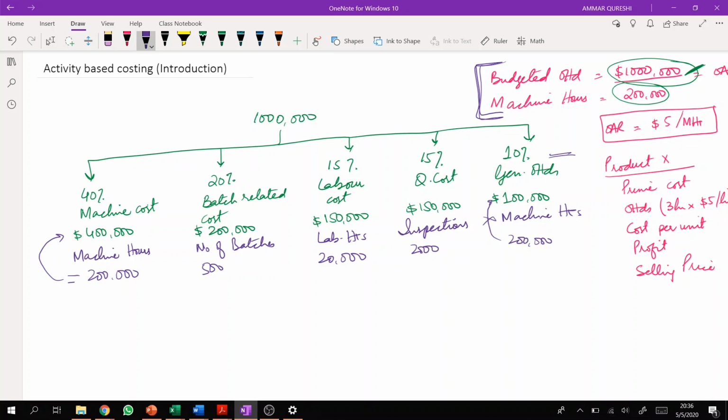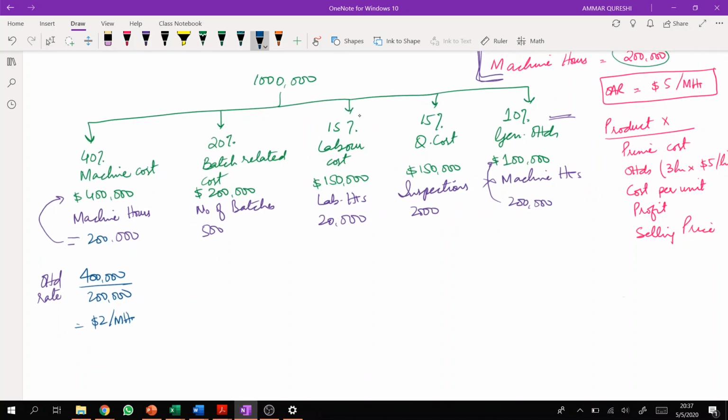Now we need to calculate overhead rates, right? For each and every cost pool, we need to calculate overhead rates. In absorption costing, we call it overhead absorption rate. In ABC, we call it overhead recovery rate, right? So what will be the overhead rate in this case? Machine related cost will be around 400,000 divided by 200,000. So this will be around $2 per machine hour, right?